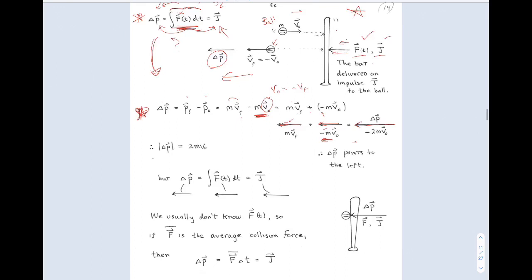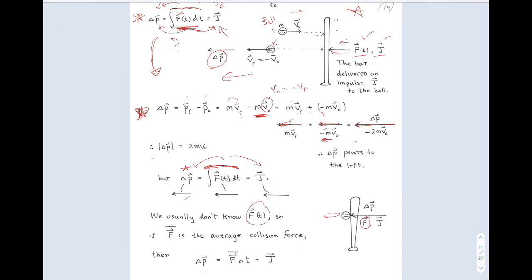So in that picture, change of momentum points to the left because the bat exerted a force to the left, right? And that also means the impulse is to the left. Again, you have one integral and you have two different names for that thing. The change of momentum refers to the ball going in and changing direction. The impulse refers to the bat exerting a force over a short period of time that caused that change of momentum to happen.